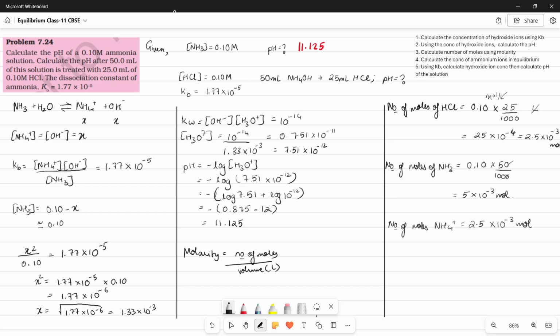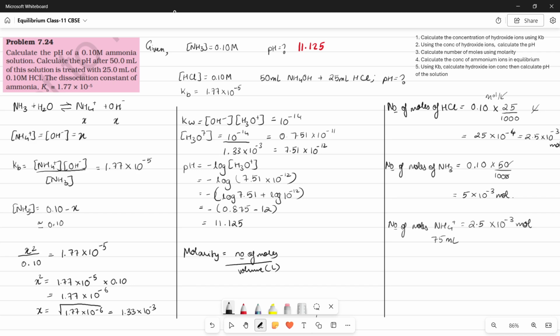So the number of moles of the NH3 molecules will be equal to the number of moles of the NH4 plus ion, which is equal to 2.5 into 10 to the power minus 3 moles. Essentially what I'm trying to say over here is that the volume of HCl is half of the volume of the ammonia solution itself, and the concentration of both these solutions is the same, so it is able to neutralize to the same extent. So you have half of it getting neutralized and the other half which stays in the undissociated form. So in the 75 ml, the final volume is going to be 75 ml.